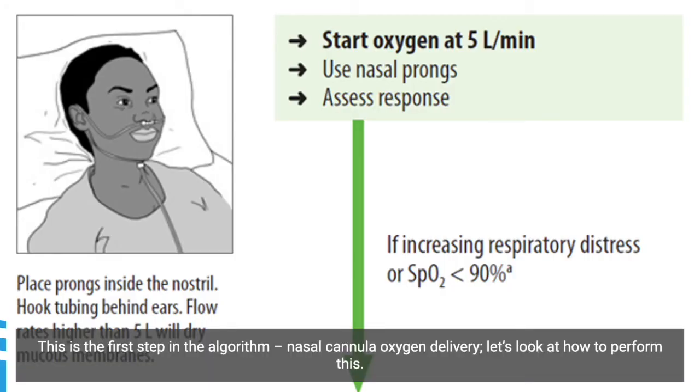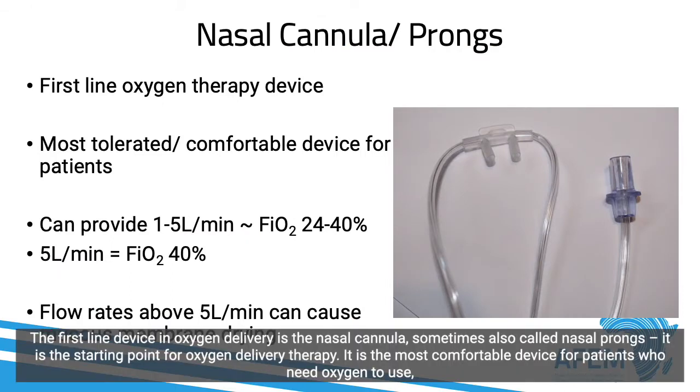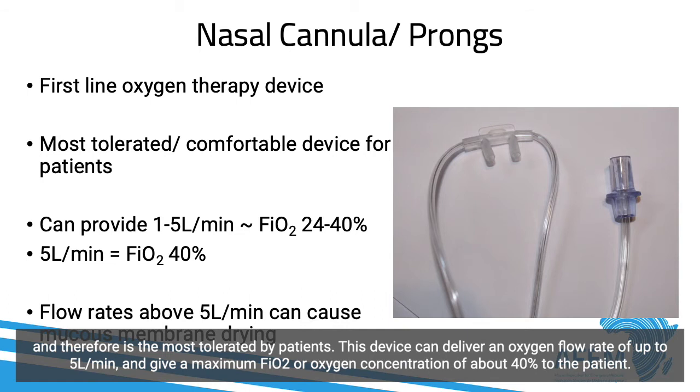This is the first step in the algorithm, nasal cannula oxygen delivery. Let's look at how to perform this. The first line device in oxygen delivery is the nasal cannula, sometimes also called nasal prongs. It is the starting point for oxygen delivery therapy. It is the most comfortable device for patients who need oxygen to use and therefore is the most tolerated by patients. This device can deliver an oxygen flow rate of up to 5 liters per minute and give a maximum FiO2 or oxygen concentration of about 40% to the patient.